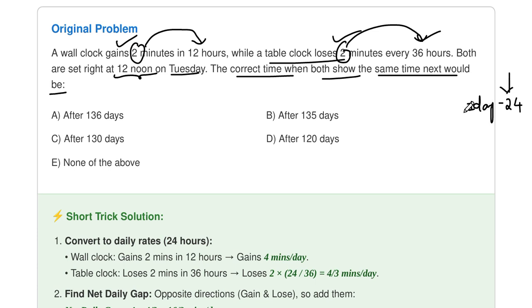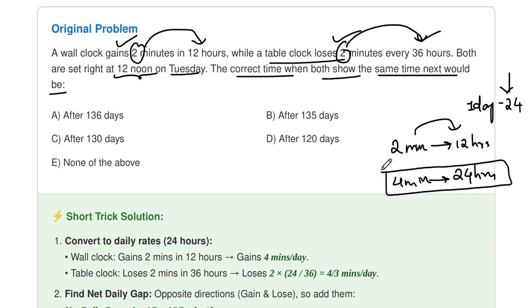So we have to set the rate per day, that means 24 hours. The first clock gains 2 minutes in 12 hours. Okay, 12 hours means half a day, and we want the full day. So 2 minutes in 12 hours means in 24 hours how many minutes? 4. That means 4 minutes in 24 hours. So this is for the first clock.